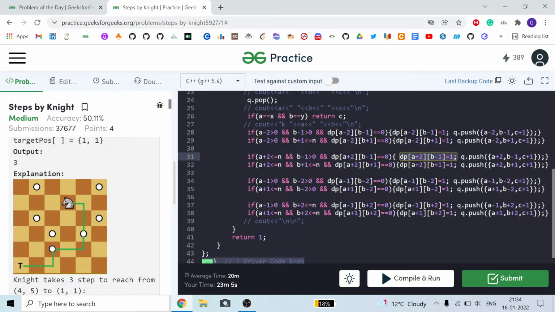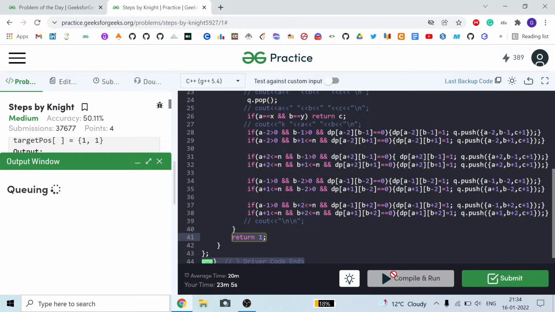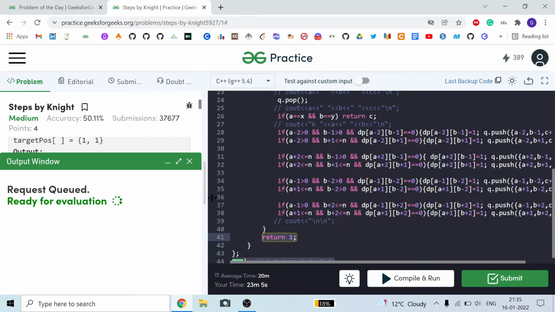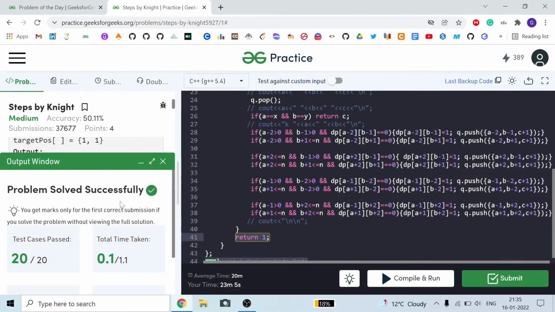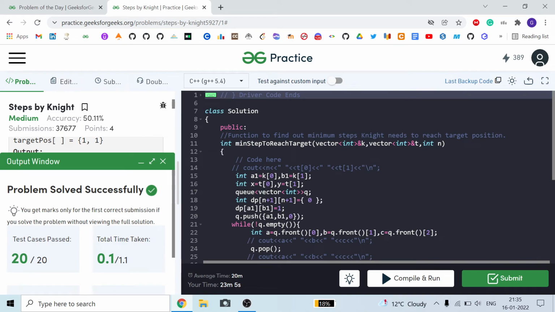And if I find the index is equal to my target vector, then I just return c. This will never fail, because there is always at least a single perfect solution. So I just check it, and you can see it works. The problem is solved successfully. All tasks have passed, time taken 0.1. So guys, this is the solution. I showed you again.